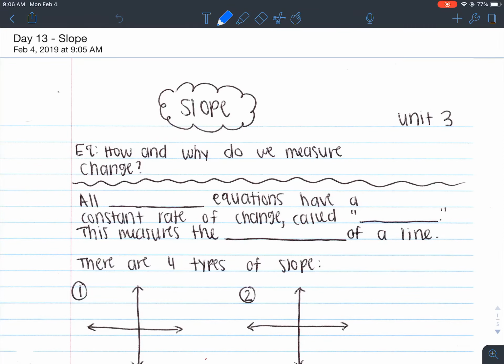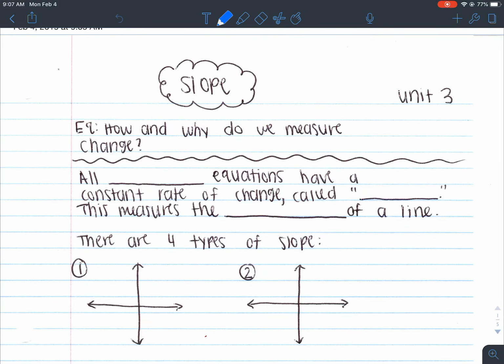Hey guys, these notes are for slope, the first section of notes for Unit 3. Our essential question is how and why do we measure change? Alright, so you should have learned about slope in middle school, but this is kind of just a reminder and a review, and then we're going to learn some new stuff today as well. So our first thing, we have a fill in the blank.